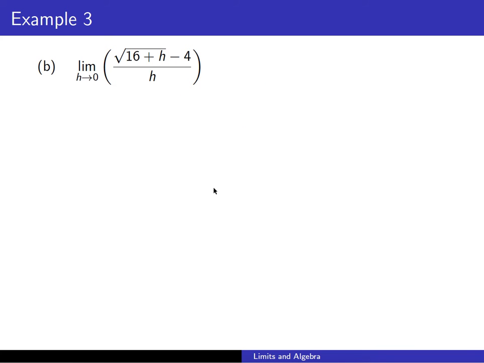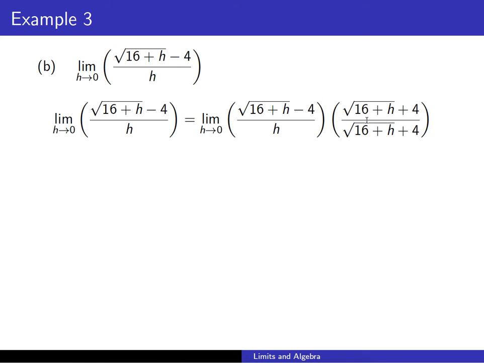Part B, square root of 16 plus h minus 4 all over h. Again, if we try direct evaluation with h is 0, we're going to get 0 in the numerator, 0 in the denominator. So in this problem, we're going to multiply by the conjugate of the numerator, which is square root of 16 plus h plus 4.